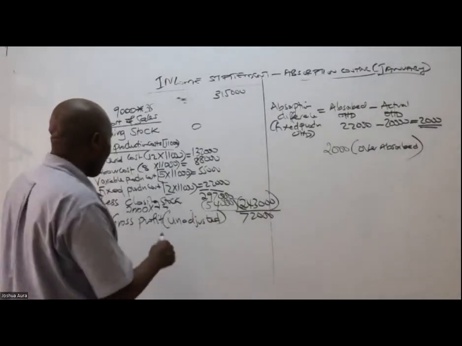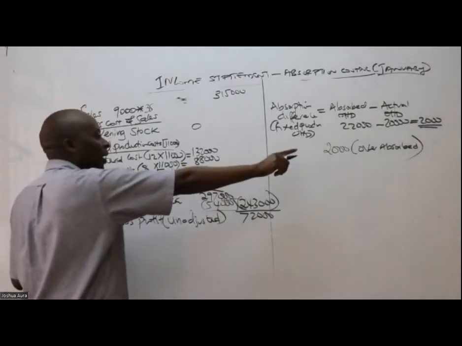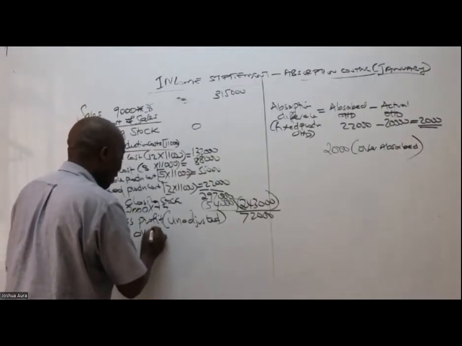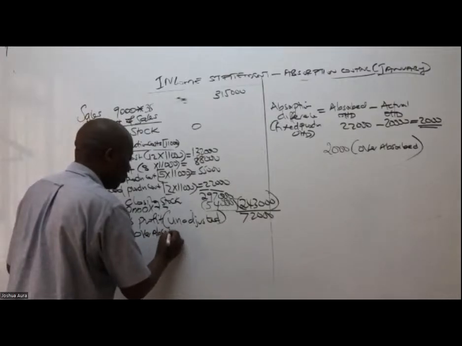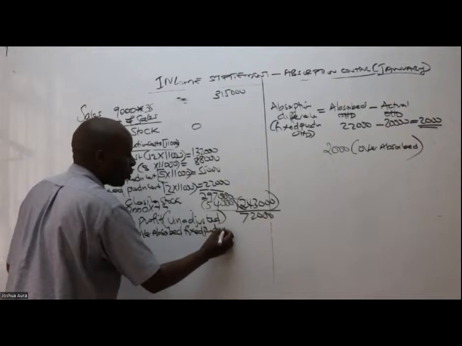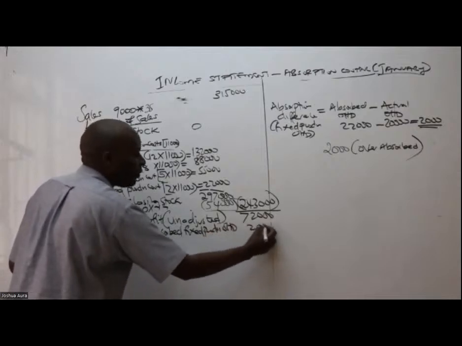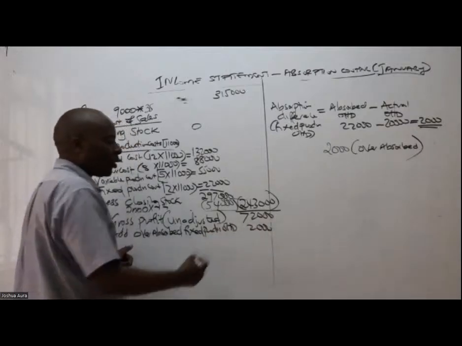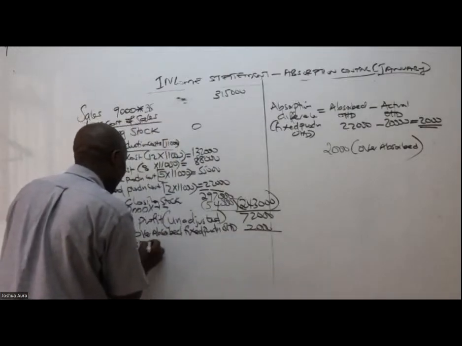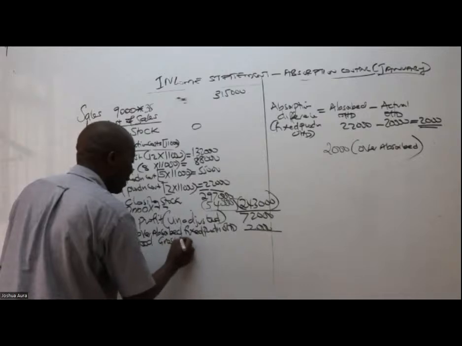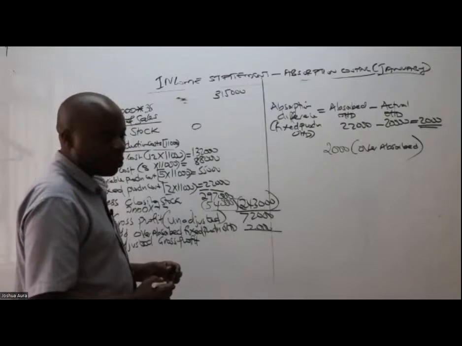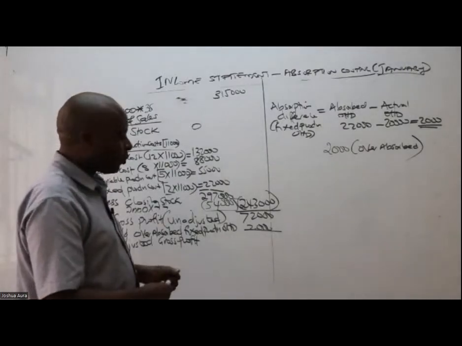So let's adjust this for the over absorbed. Add over absorbed fixed production overhead, which you have given me a figure of 2,000. So could you kindly give me now the adjusted gross profit? I would want to depend on you now very fast. The adjusted gross profit, what do we have here?